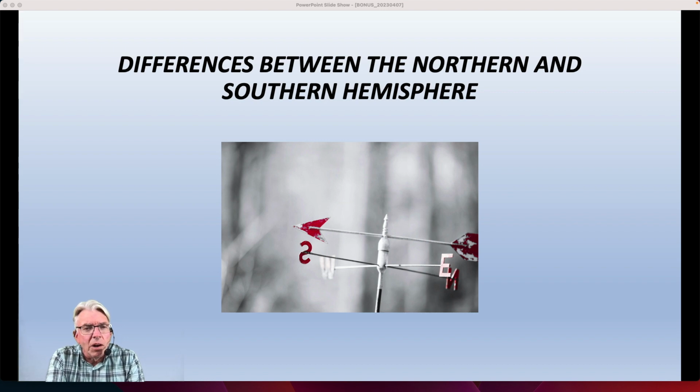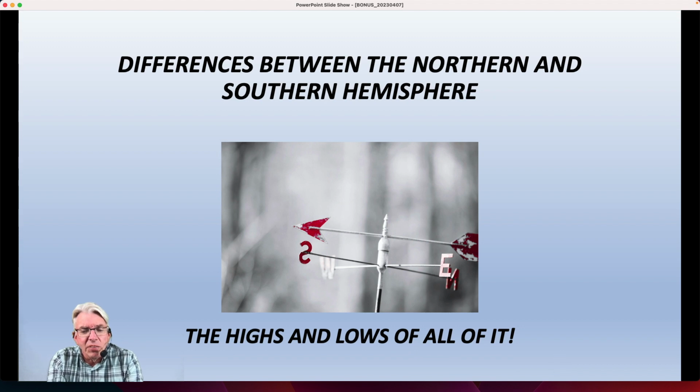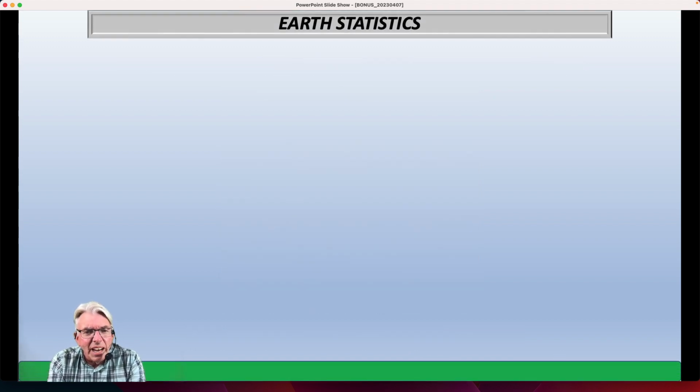Today we're going to be talking about differences in the weather between the northern and the southern hemisphere. And there are some notable differences, and so we're going to talk about that and the highs and lows of all of it. Okay, so let's take a look at a schematic here of the Earth, and I'll get out of the way. There we go.